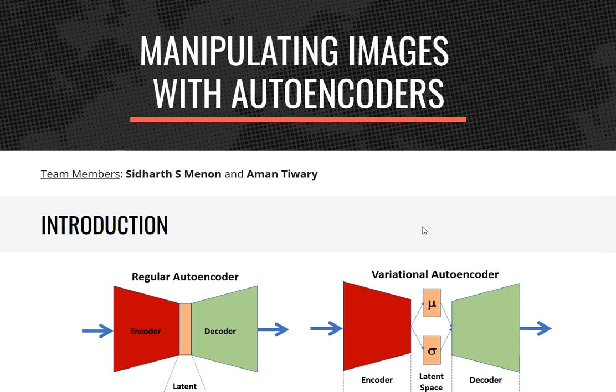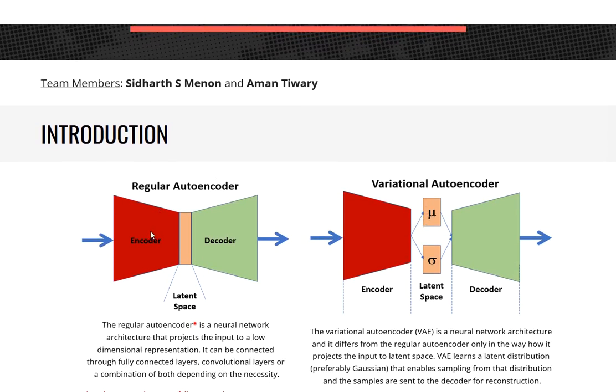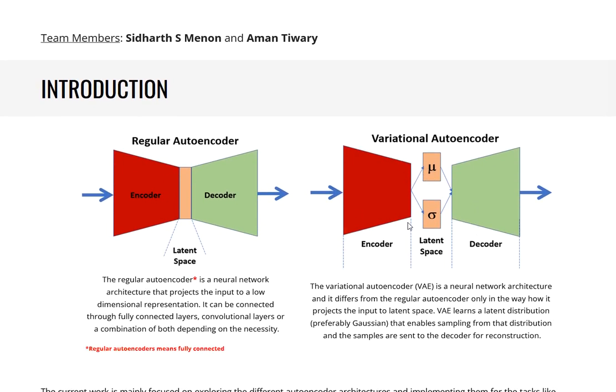In this work, we are trying to explore the two major architectures of autoencoder, the regular autoencoder and the variational autoencoder, and we are trying to look into the applications of both of these architectures in image denoising and image inpainting using the MNIST dataset. In a way, we are trying to explore the applications of these two different architectures and find the right architecture for a particular application, like image denoising or image inpainting.